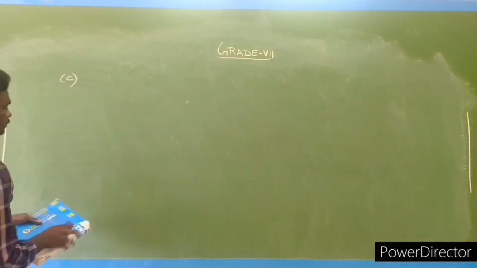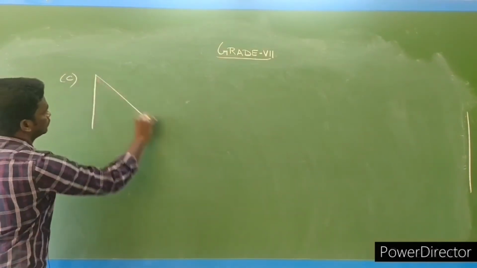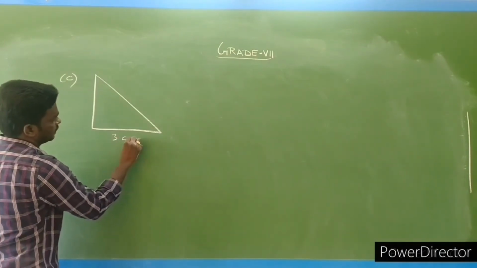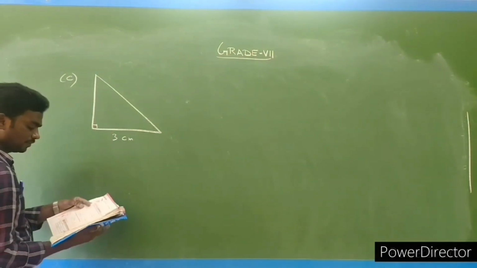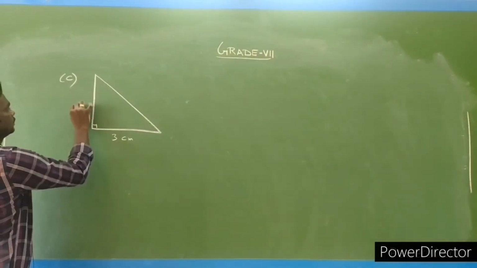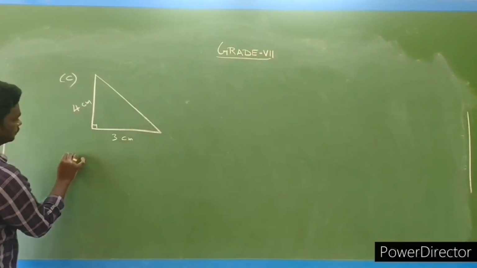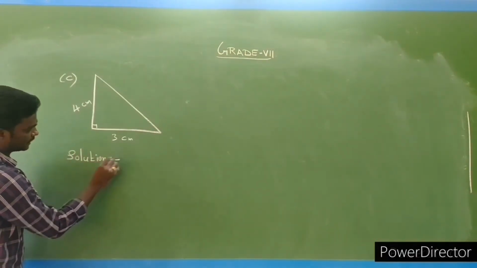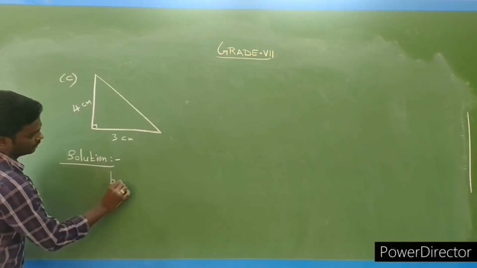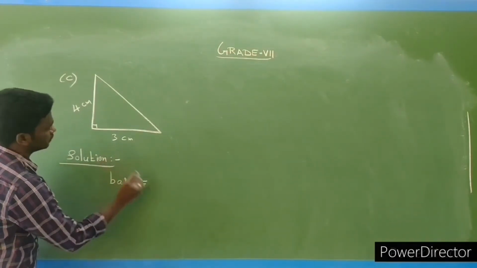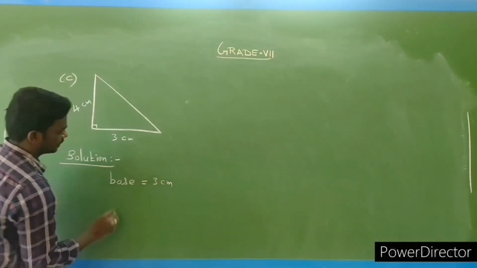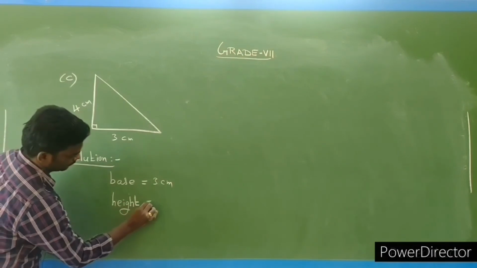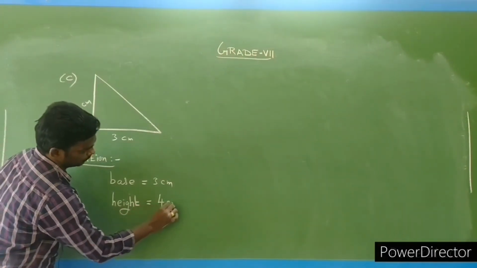Next, C question. So here base is 3 centimeter, and height value is what is that? 4 centimeter. So we have to find the area of the triangle. Here base is equal to what is that? 3 centimeter, and height equal to 4 centimeter.